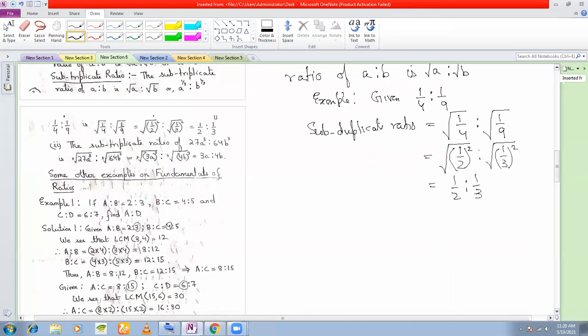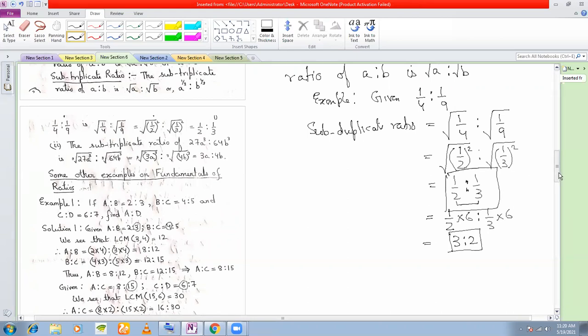Now you already know how to do this. Normally we don't work with fractions in the ratios. If I want to convert the antecedent and the consequent to natural numbers or integers, then what do we do? We take the LCM of 2 and 3. What is the LCM of 2 and 3? 6. So I multiply the antecedent by 6 and also the consequent by 6. So you get 3:2. So whether I write 3:2 or whether I write 1/2 is to 1/3, it's the same thing.